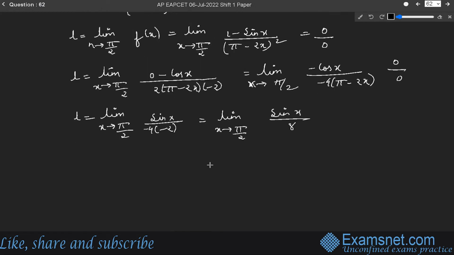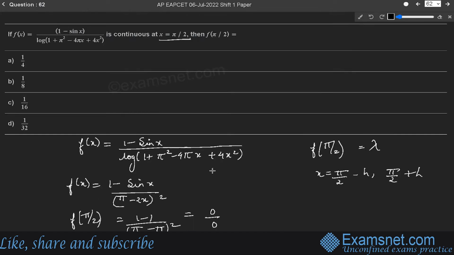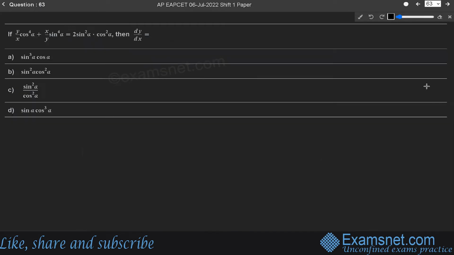Therefore, L will be equal to 1/8. So we can say that the correct value for this question is 1/8. Therefore, option B is the correct option for this question. Moving on to the next question.